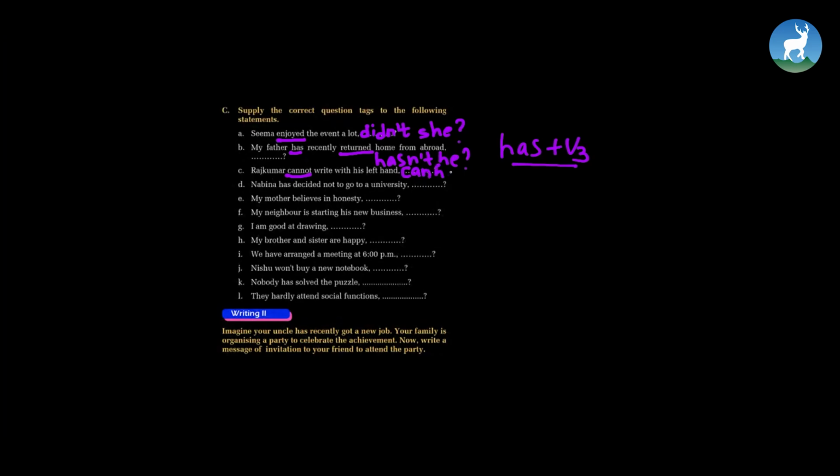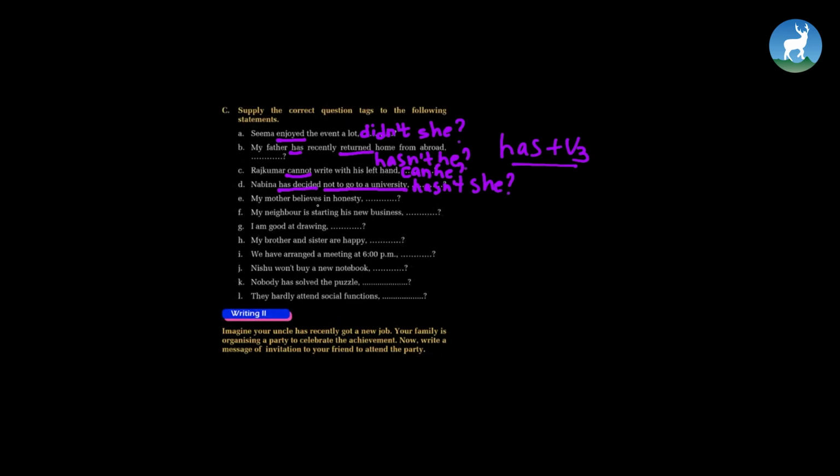So, can he. Nabina has decided not to go to a university. Has decided. Please do not look for 'not go to a university' and think this is a negative sentence. No, this is not a negative sentence. Nabina has decided. So this is a positive one. Has plus V third. So we can use hasn't.